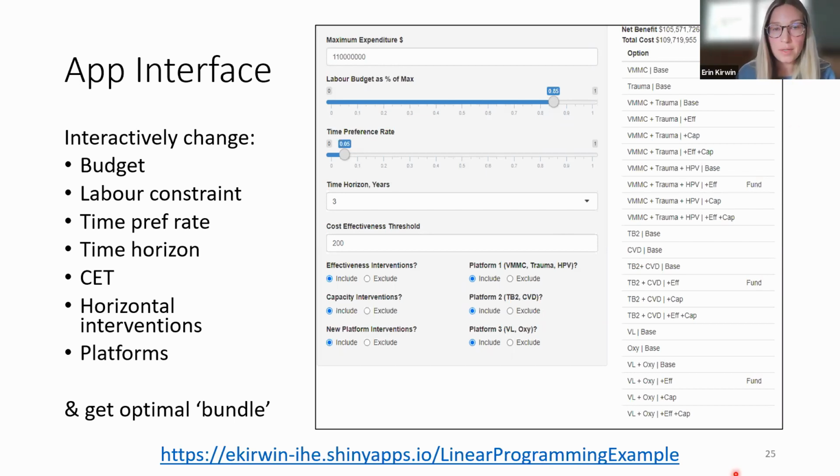So you can check out the app at this link, and if we have time at the end, I could also do a live demo.